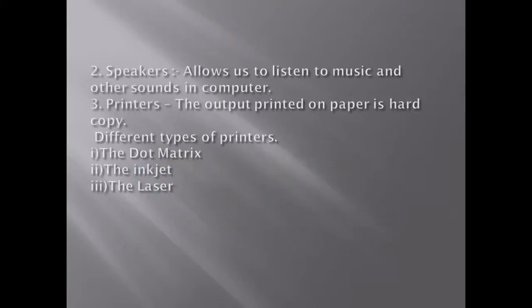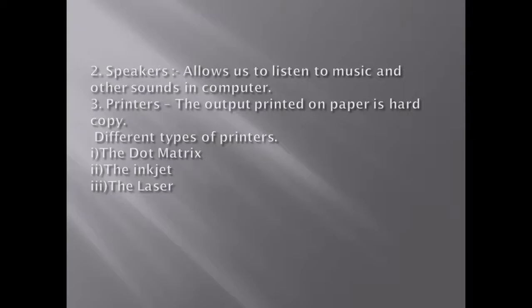Let us see the other output device, that is the speaker. As we all know, speakers are the output device used to listen to music and other sound effects from the computer. Some computers have inbuilt speakers, or you need to attach them from outside, and that means you have to connect them to the CPU. Then we have the printer, the most important part of a computer system. It prints the output onto paper, and the output printed on paper is called a hard copy.